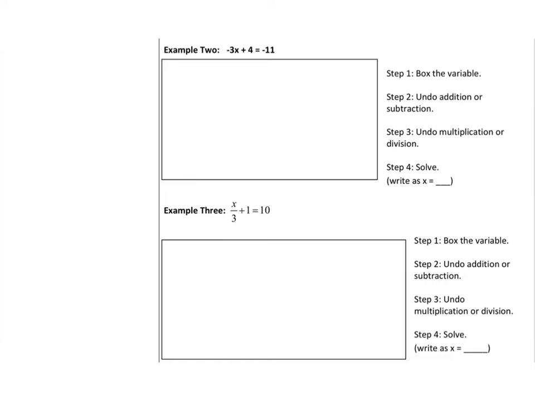I have this time negative 3x plus 4 equals negative 11. And I'm going to go step by step. Step 1 is to box the variable. So I'm going to box the variable, and I'm also going to use this time to draw the line. Now I'm going to move on to step 2, which is undo any addition or subtraction.